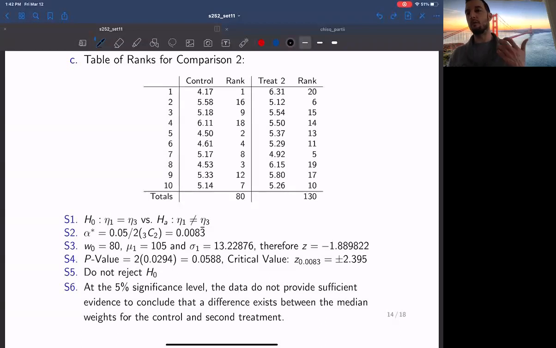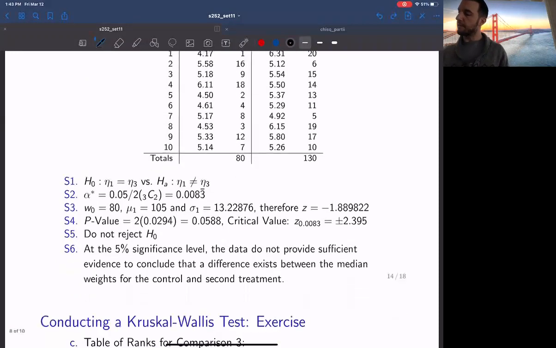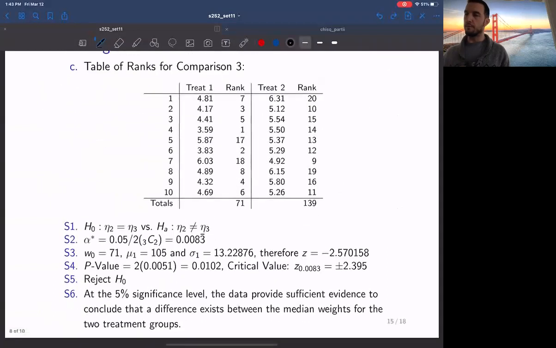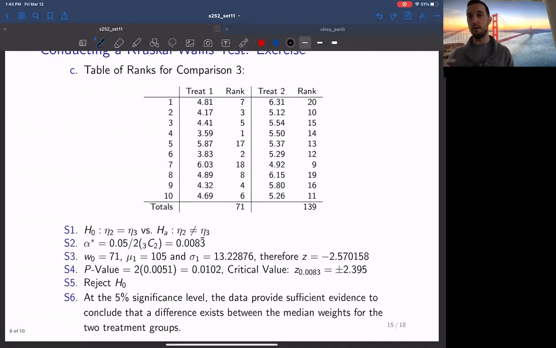So now we can say there's no evidence of a difference between the median of the control group and treatment 1, and there's no evidence of a difference between the median of the control group and treatment 2. So our last comparison is treatment 1 to treatment 2. Again, we have to re-rank the data. Every time we do the multiple comparison, we have to re-rank. So now we have A to 2 versus A to 3 in a two-tailed test, the same alpha star.